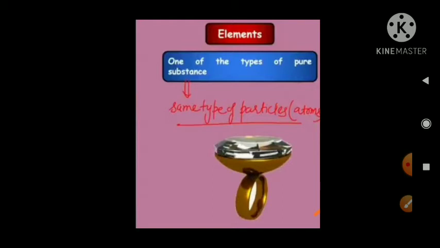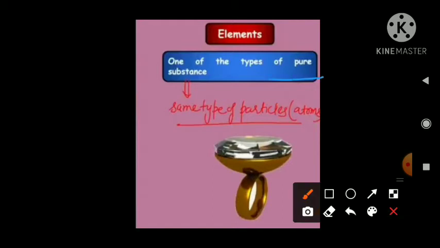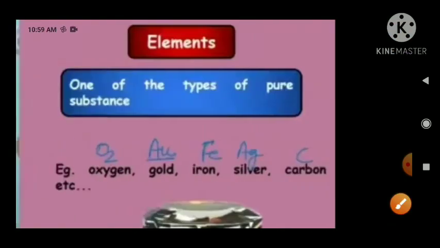What are elements? One of the types of pure substance, meaning the same type of particles or the same type of atoms, that we can say is an element. For example, you can see a diamond ring, it has a diamond, and in it all the same type of atoms are there, so we can say it is an element. Yes, so let's start.